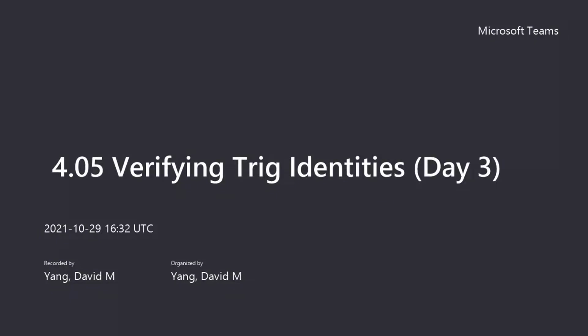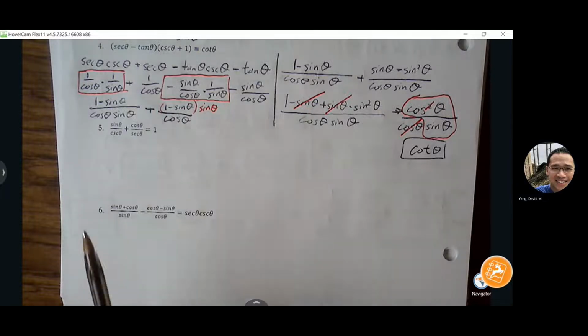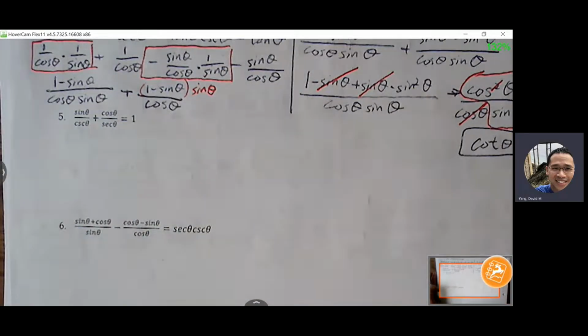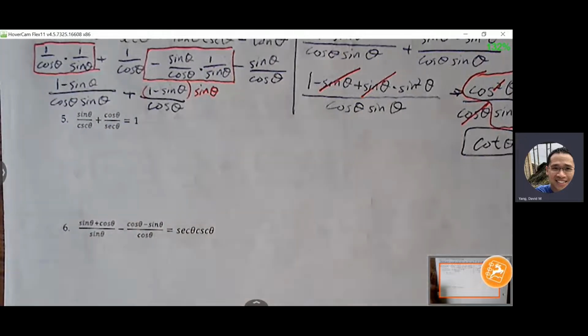Okay, so number 5. Sine over cosecant plus cosine over secant. I know I need to work my way to 1, but anytime I see 2 fractions, I'm always trying to think about what can I do to push those together. So I'm going to find a common denominator.